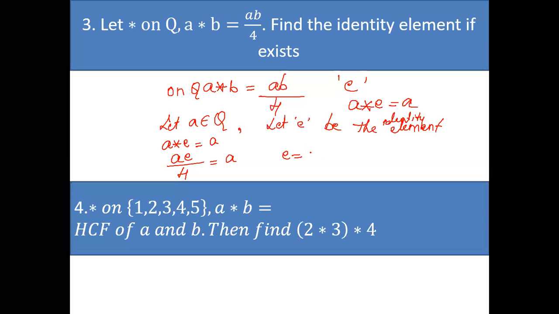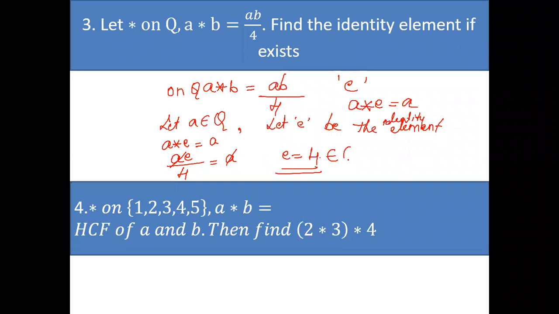Okay, so E is equal to 4 because you can see A gets cancelled. The 4, if you take it to the other side, E is equal to 4. Now, the identity element, if it exists. Now you can see E is equal to 4.